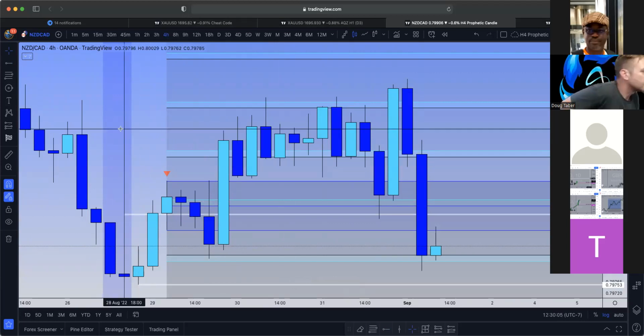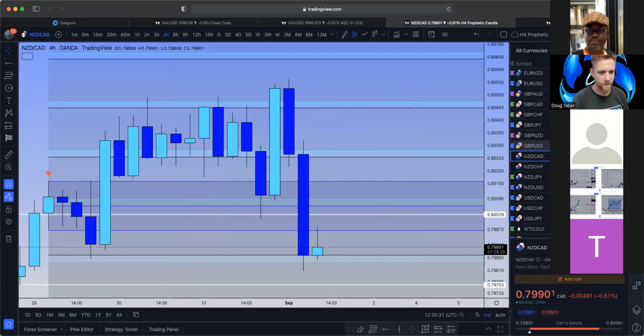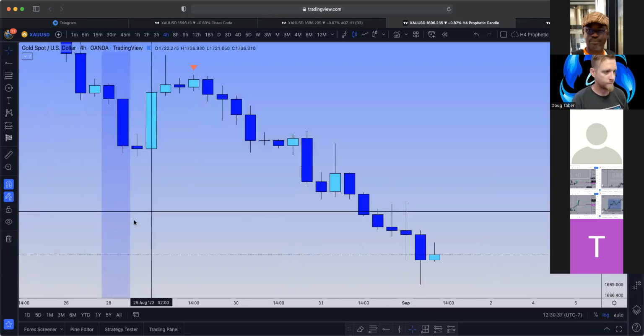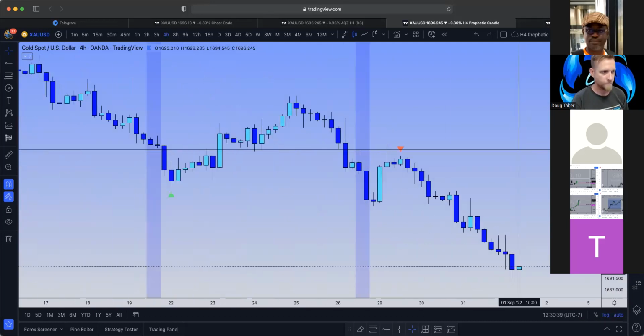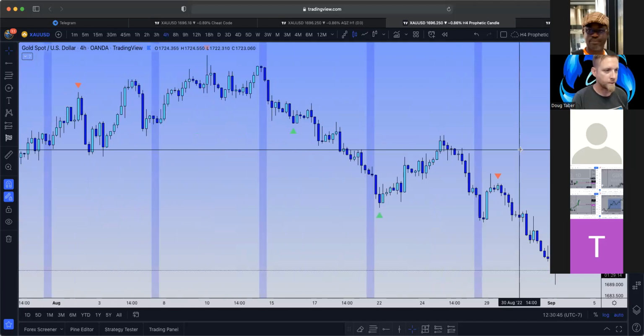Okay, so the next question from Darren is, do you trade this on a live account? I do. I don't trade every single setup. I typically only trade gold. I've been trading a little bit more oil, EURUSD and GU, but for the most part, just gold. Let's take a look at gold here.